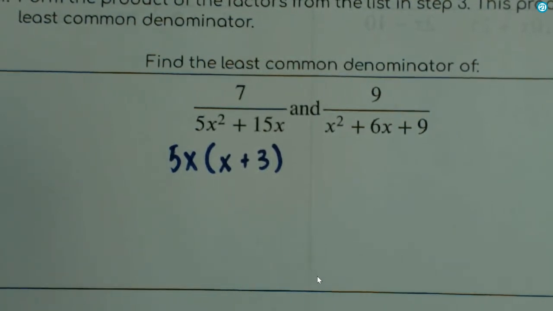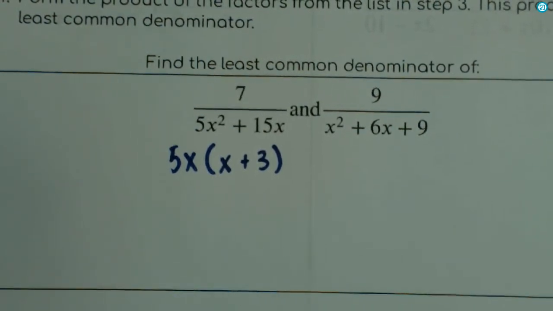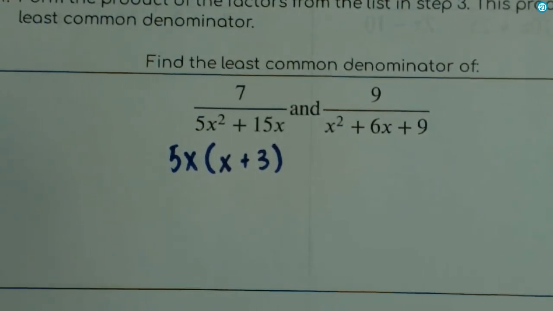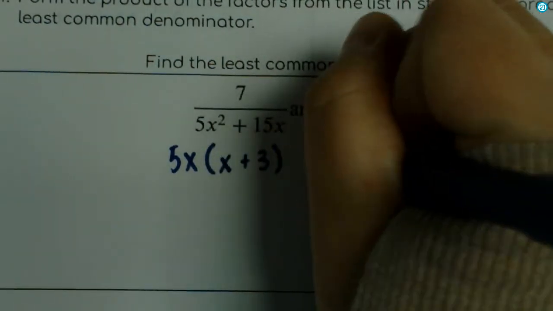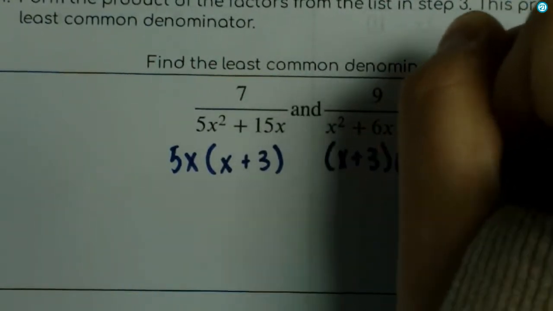Okay, for our other fraction, x squared plus 6x plus 9, what multiplies to 9 and adds to 6? 3 and 3, and both positive. So x plus 3 and x plus 3.